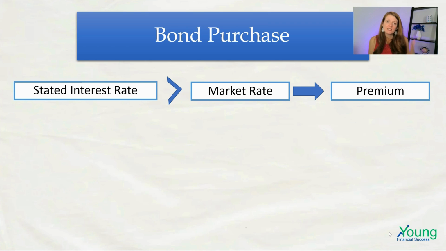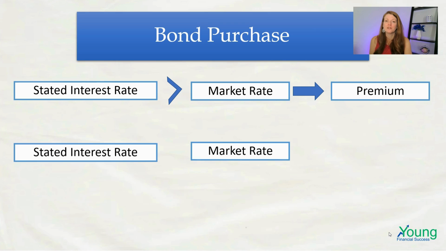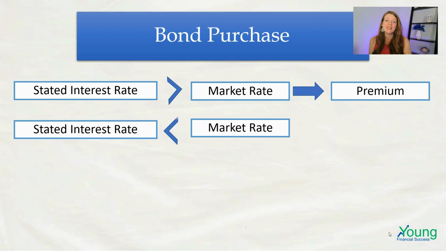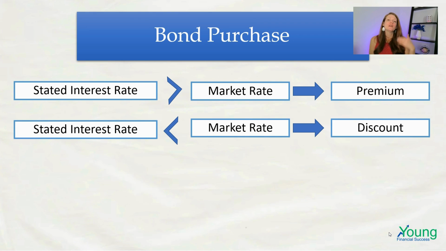But at the end, they still only get the $1,000, even though they paid $1,100. What if the stated interest rate is lower than what you can find in the market? In this case, the only way an investor is going to want to buy a bond with a lower interest rate than they could find elsewhere is if it was offered at a discount.